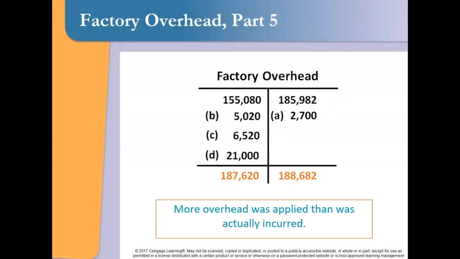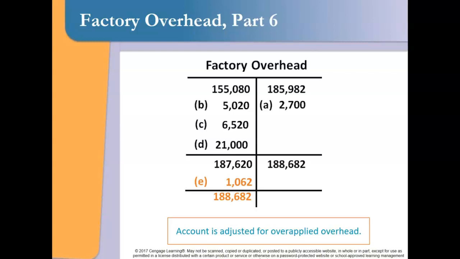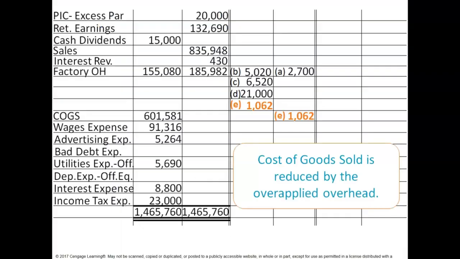Now, more overhead was applied than was actually incurred. So we over applied the overhead, excuse me. It was over applied by $1,062. So we need to make an adjustment. And what do we do? We adjust our cost of goods sold to reduce that by the amount of the over applied overhead.